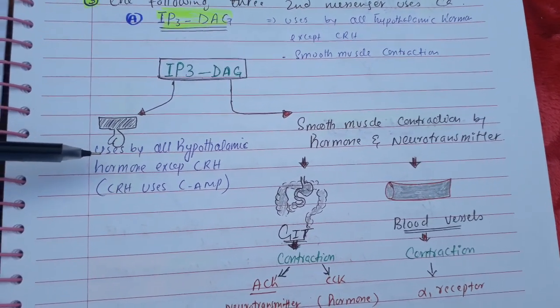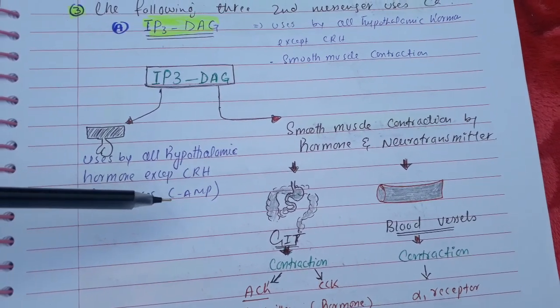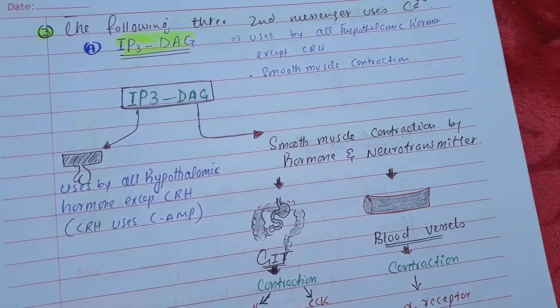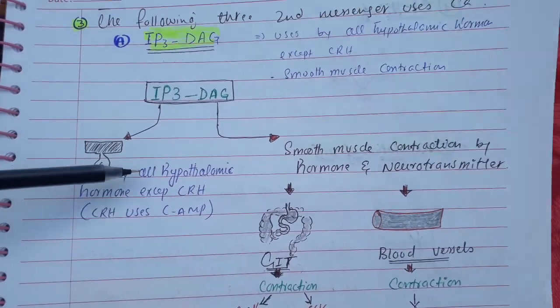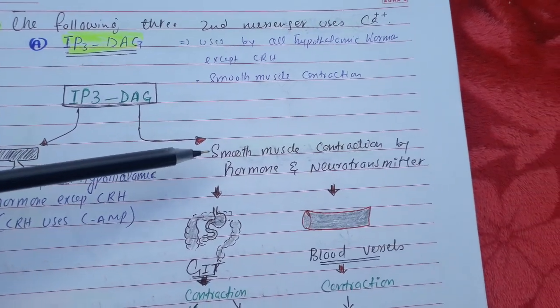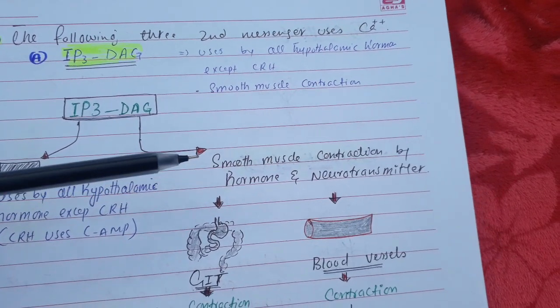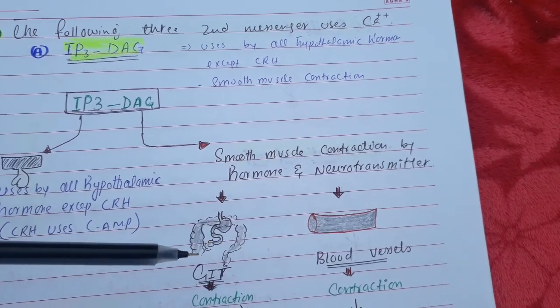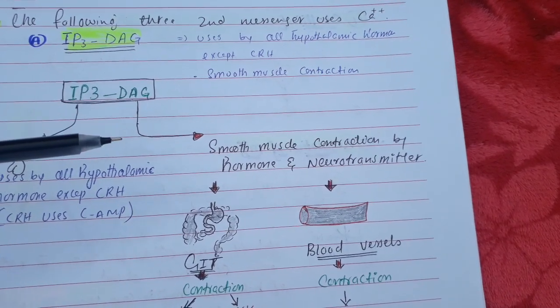Now IP3 DAG is used by all hypothalamic hormones except CRH, which uses cyclic AMP. So these IP3 DAG need calcium. So for the release of all these hypothalamic hormones, we need calcium. IP3 DAG is also used by the smooth muscle in the blood vessels and the gastrointestinal system as a second messenger.